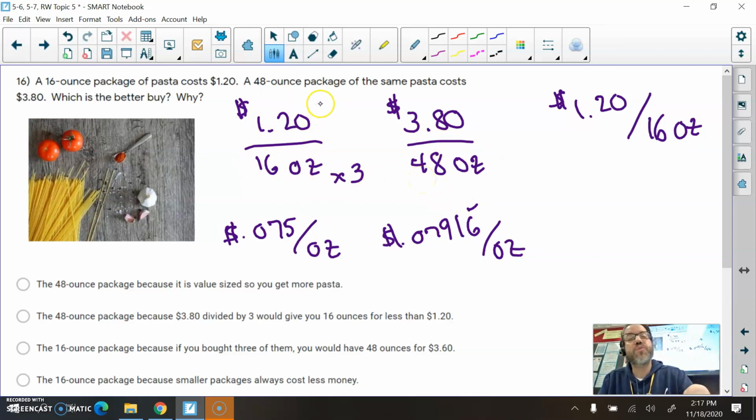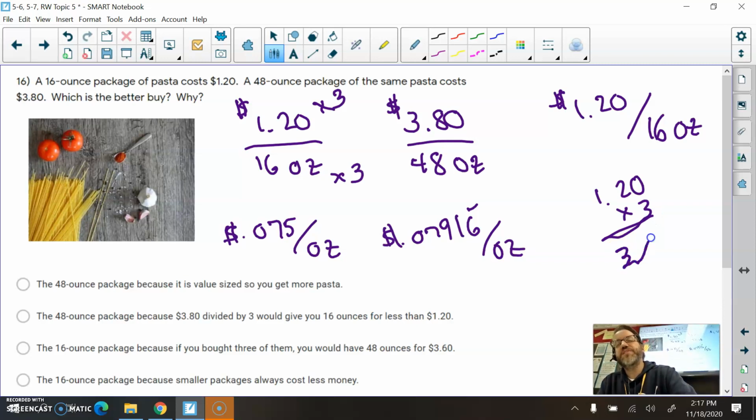So let's take $1.20 times 3 and just figure out what would it cost if you bought 3 of the smaller package instead of buying just 1 of the larger package. Well, $1.20 times 3 is $3.60. Well, $3.60, that's less than $3.80. We'd be better off buying 3 of these smaller packages. We'd spend 20 less cents for those 48 ounces of pasta.